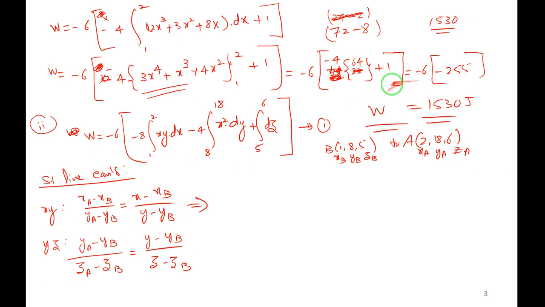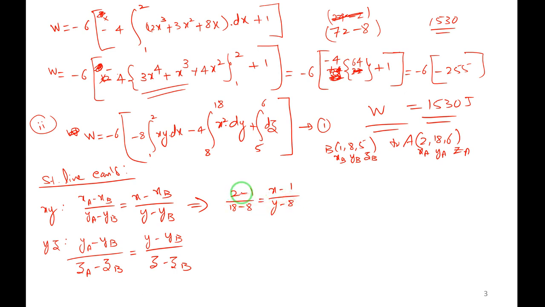Right, 218.6, it is correct. Okay, fine. Next I'll substitute xa minus xb. Xa is 2, xb is 1, and ya minus yb. Ya is 18, yb is 8. So x minus xb, xb is 1, y minus yb is 8.